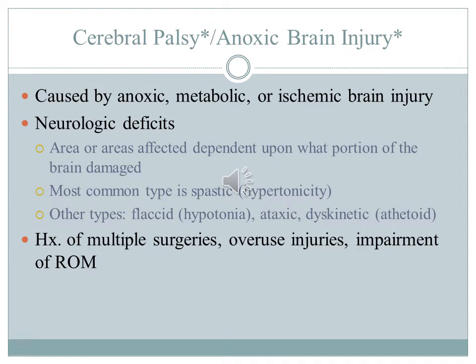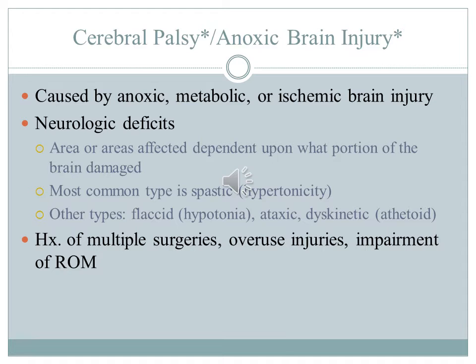Cerebral palsy and anoxic brain injury, so essentially both the same thing. Cerebral palsy refers to a specific group of neurological disorders and is usually caused by something that happens either during childbirth or during early childhood. It's some combination of anoxic, metabolic, or ischemic brain injury. So basically a part of the brain is being deprived of oxygen or blood supply that results in neurological deficits depending upon which part of the brain gets affected. And that's going to be the important thing here.